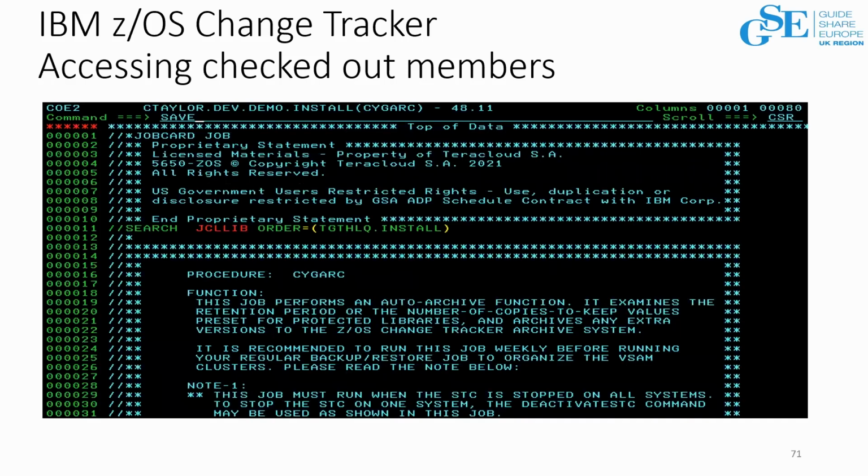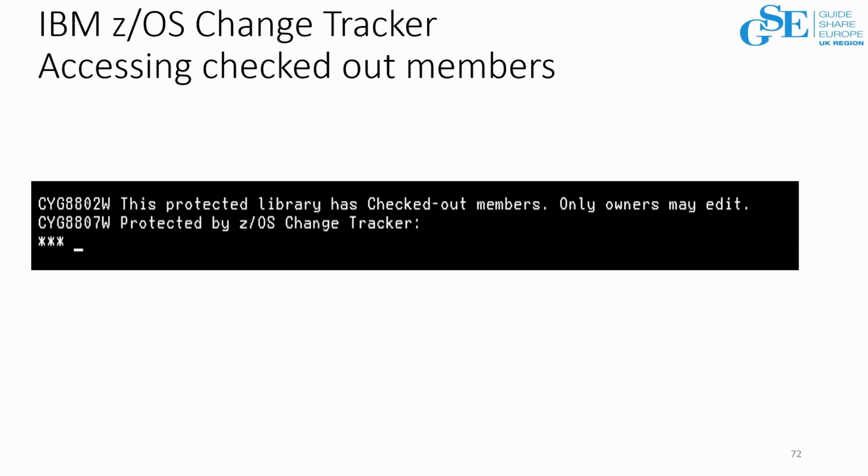So instead, I'm going to go back to the correct member here, which is CYGARC. I'm going to type in save against that member, and then it says, yes, that's okay. Protected by Change Tracker means, yes, you're okay to make this update, and the update has been saved.